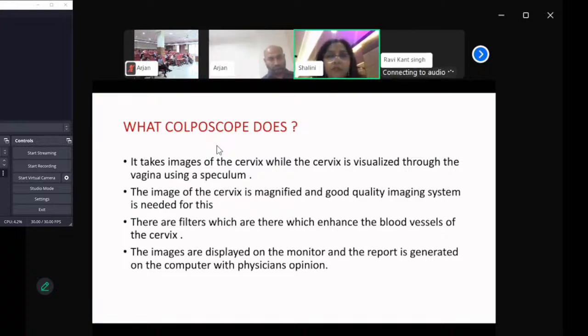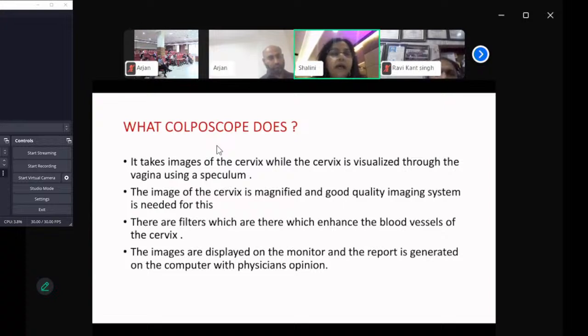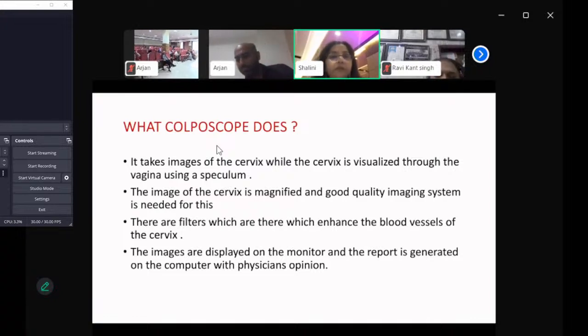The image of the cervix which is taken is magnified with good quality imaging, and for this a good imaging system is needed. Then there are some filters which are used to enhance the image, and the vascularity of the cervix, that is the blood vessels, are illuminated so that we can see. The images are displayed on the monitor, and the report is given on the computer for the physician's opinion.